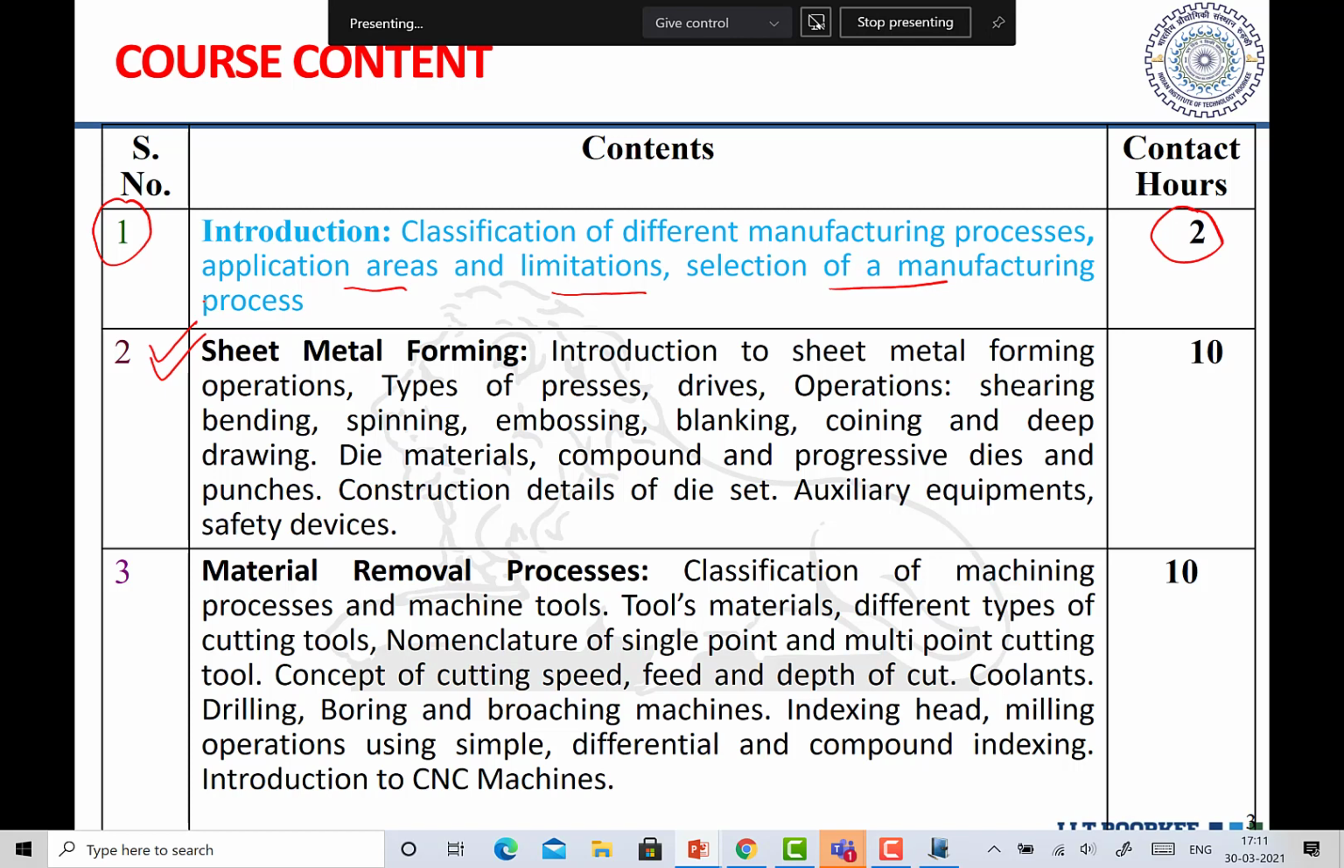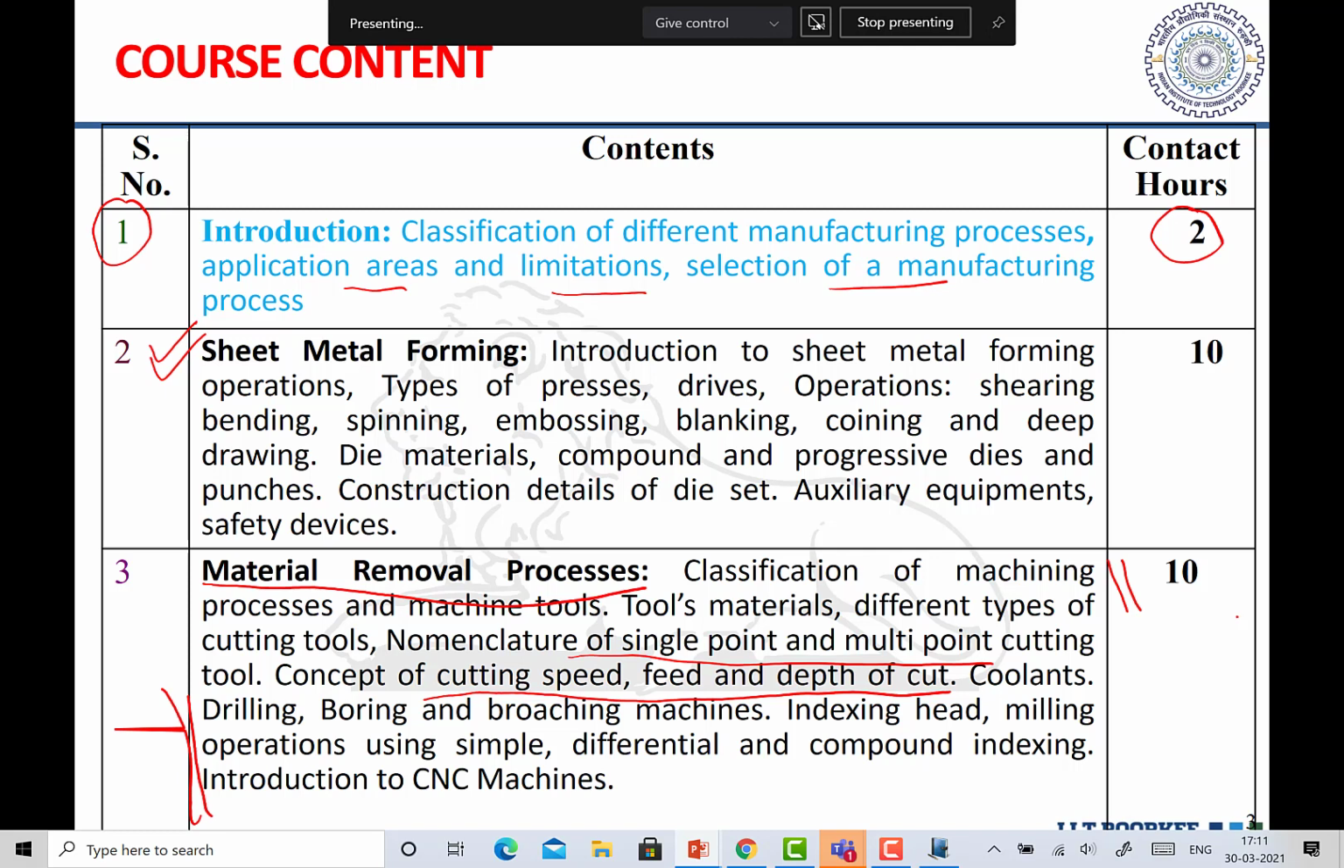Then whatever we are making is not very accurate in terms of size and shape, so we need to give very accurate size and shape. That is realized through the material removal processes. So what are the different material removal or machining processes? And what are the different tools which are used in this? What are the related parameters which are involved in machining or removal of the material? And what are the common processes of machining? About that we'll be talking in chapter number 3.